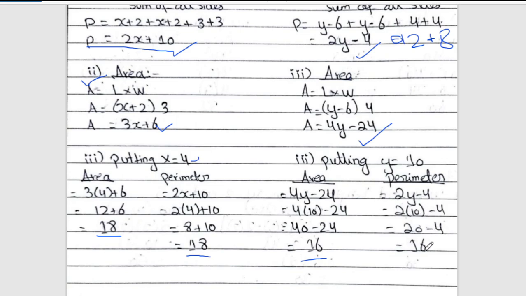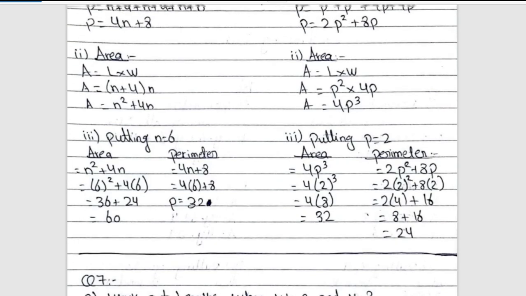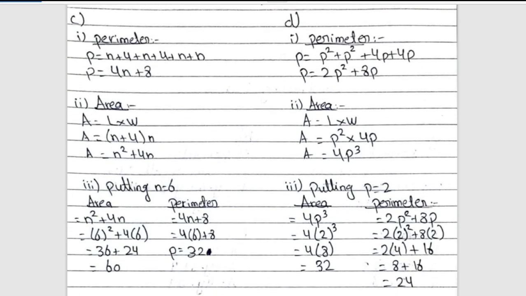So moving to the next part, which is question part C and D. In part C, we'll find the perimeter by adding n plus 4, n plus 4, these are two lengths, and the n's are the widths. By adding these, our perimeter is 4n plus 8, and we can find the area by length into width. Length is n plus 4 and the width is n. n into n will be n square, n into 4 will be 4n. This is our area, this is our perimeter.